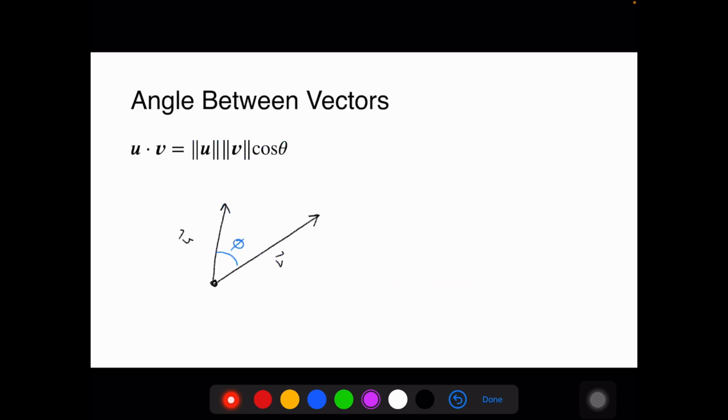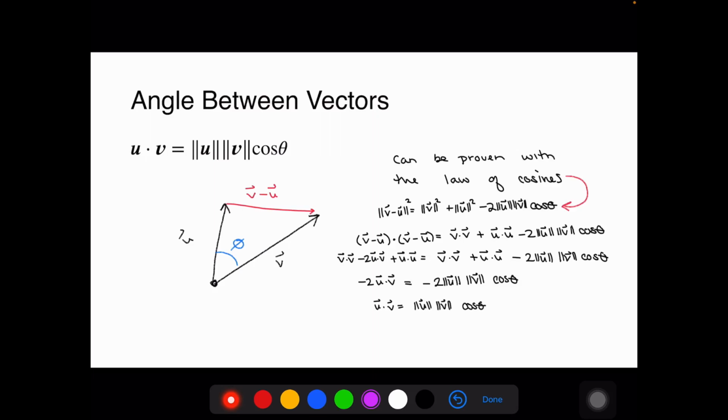Now, one use of the dot product is we can use it to find the angle between two vectors. Turns out that u dot v is going to equal the magnitude of u times the magnitude of vector v, so the length of those vectors, times the cosine of the angle between them. This formula actually comes directly from the law of cosines. I have a proof written out on the screen. Feel free to skip ahead. I'm not going to test you on this proof. I just wanted to show you where this formula comes from.